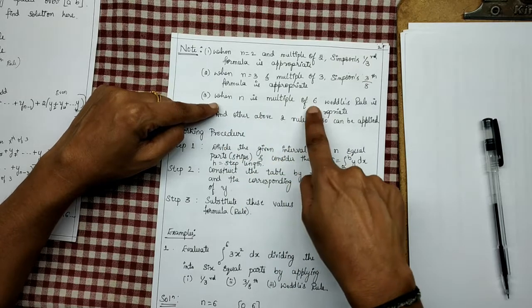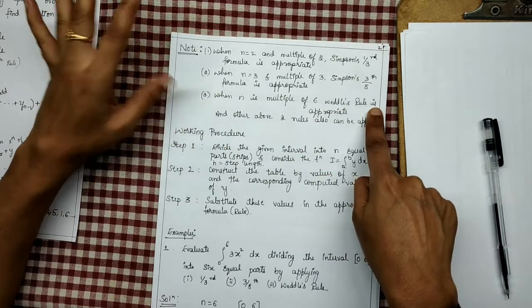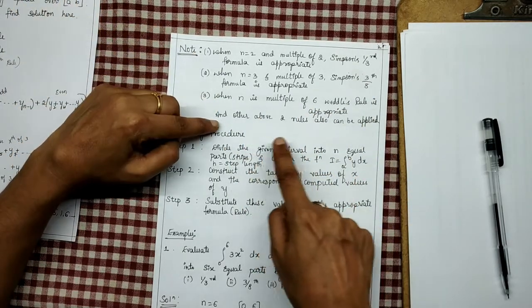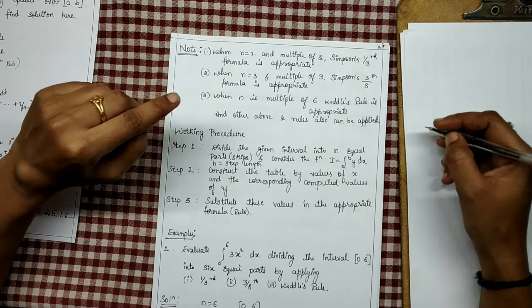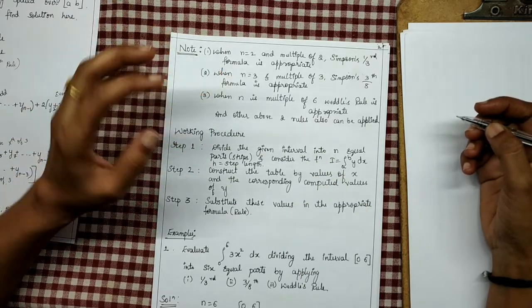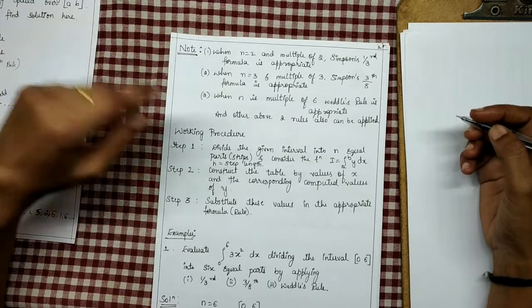When n is 6 or a multiple of 6, then Weddle's rule or the 3/10 rule is appropriate. Suppose n is equal to 6. 6 is also a multiple of 2 and also a multiple of 3, right? So in that case, we can use any of the formulas. That is what I have written here.